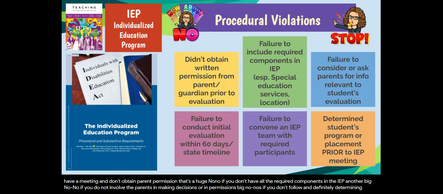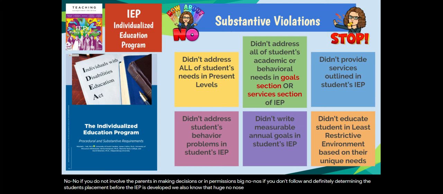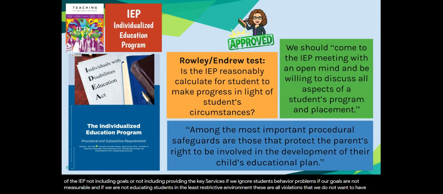We also know that huge no-nos are not addressing all of the students' needs or missing parts of the IEP, not including goals or not including providing the key services. If we ignore students' behavior problems, if our goals are not measurable, and if we are not educating students in the least restrictive environment, these are all violations that we do not want to have in our IEPs.